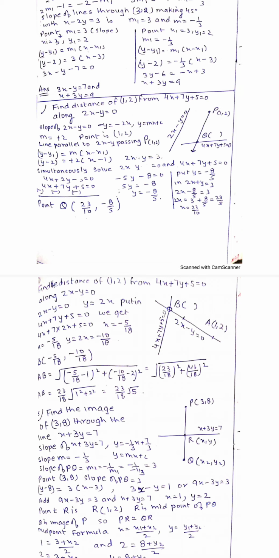Now y is equal to 2x, we put it in 4x + 7y + 5 = 0. We get 4x + 7(2x) + 5 = 0, so x is -5/18 and y is -10/18. So the distance will be found using the distance formula, the square root of (x2 - x1)^2 + (y2 - y1)^2, that is (23/18)^2 + (46/18)^2. We can take 23/18 common, and what is inside is 1 squared and 2 squared, that becomes 1 + 4 = 5. So the distance is (23/18)√5.